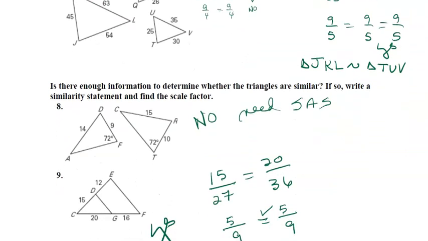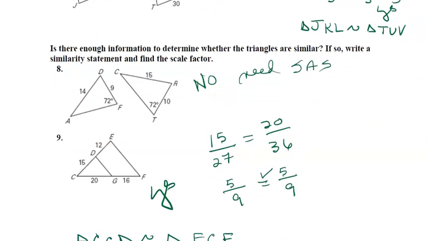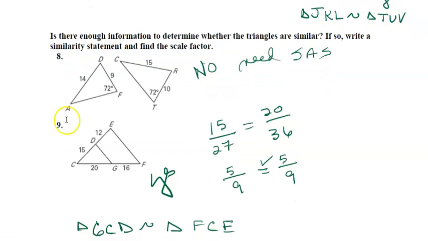Okay, is there enough information to determine whether the triangles are similar? And if so, write a similarity statement. Okay, so I've got this matching angle here and here. Ooh, I have a side here, but not a side here. So I can't do side angle side, and therefore there's not enough information.